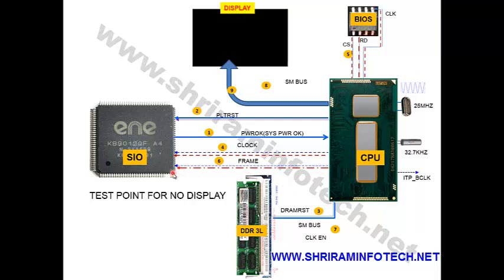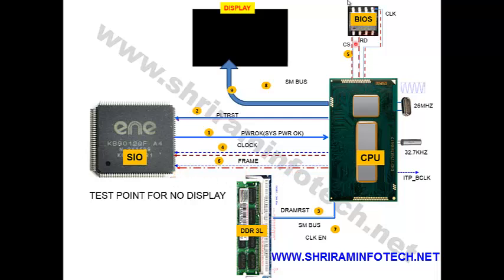The next you have to check is the frame signal on the SIO. Here most of the signals you have to check on the SIO only, because the SIO is a component where most of the signals come. So the SIO is the easiest way to check all the components. You have to check the frame signal. You have to keep the oscilloscope on 1 volt. You will find some pulses coming on the oscilloscope.